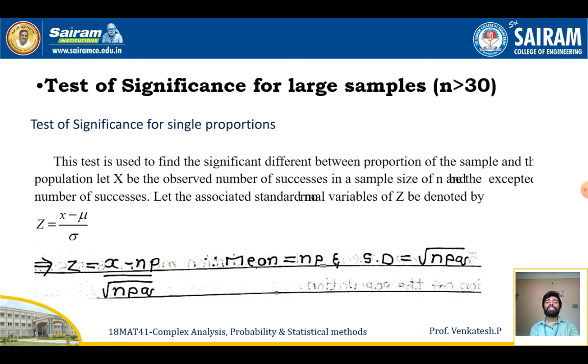So now, test of significance for large samples. If the sample size is greater than 30, we have to use the concept of test of significance of large samples. So here the first concept is test of significance of single proportions.